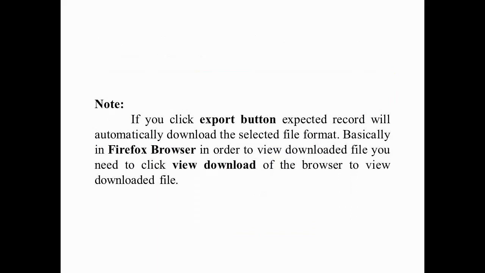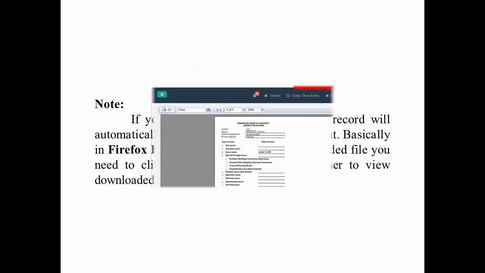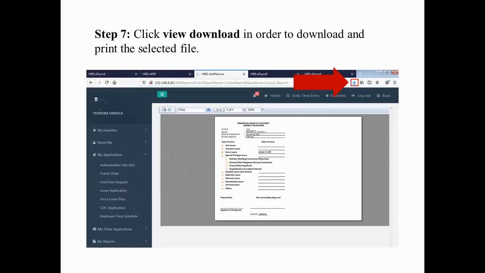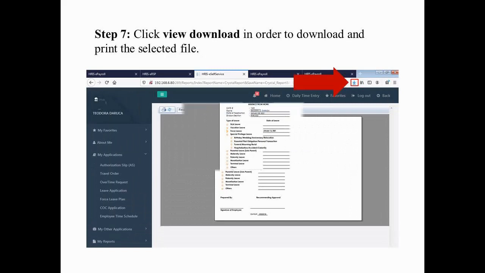Basically, in Firefox browser, in order to view the downloaded file, you need to click View Download of the browser. To view the downloaded file, Step 7. Click View Download in order to download and print the selected file.